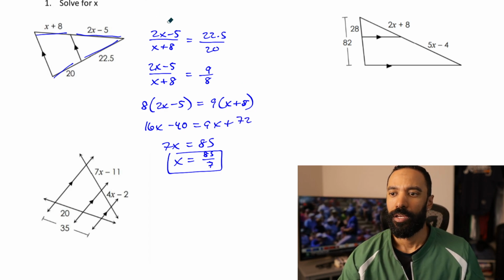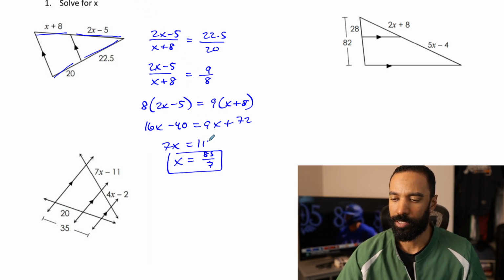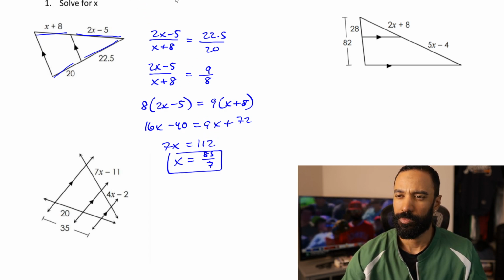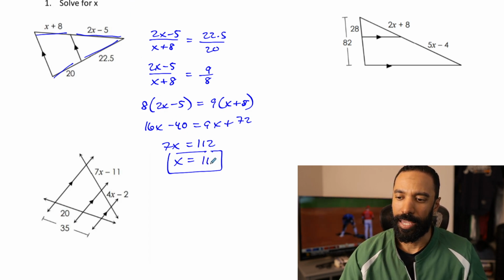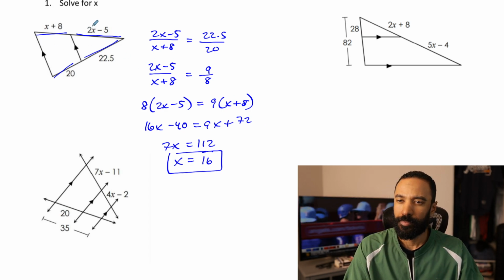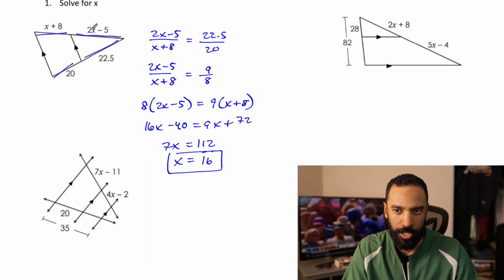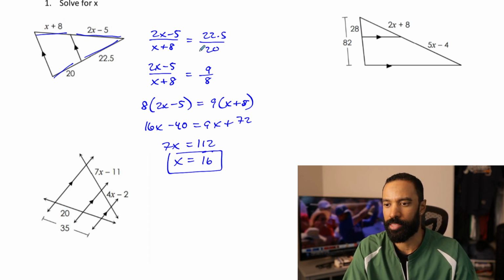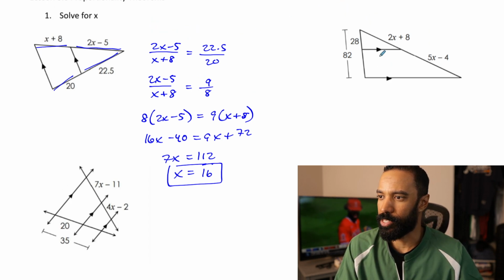Let's do that again. 112, and that works better. That should be 16. Right? I think so. Let's double check that one. Yeah, I didn't expect that to be right. Okay. 32 minus 5 is 27, and 16 plus 8 is 24. 27, yeah, that's 9/8. That works. Okay, cool. Sorry about that. All right, let's do this next one here.